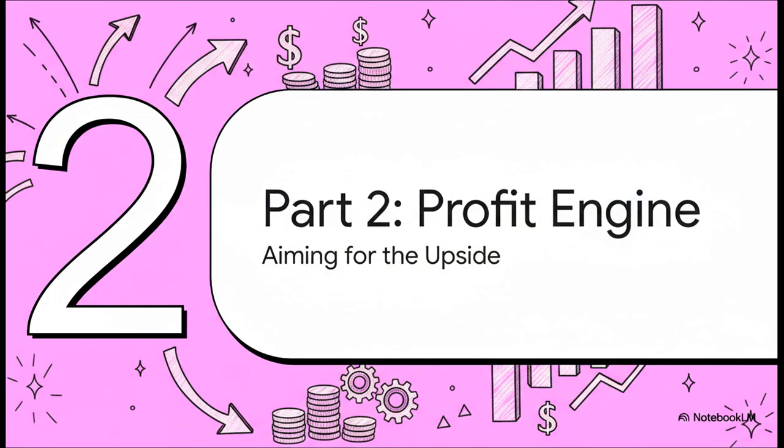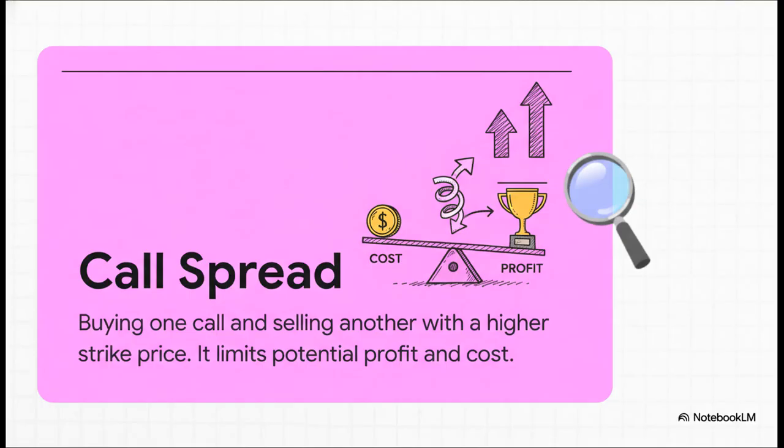Now let's move to the second component. This is the fun part, the profit engine. This is how the trader plans to actually make money if the stock does what they think it's going to do, which is go up. And this part of the trade uses what's called a call spread. It's a really clever way to bet on a stock's rise without having to pay the full price.